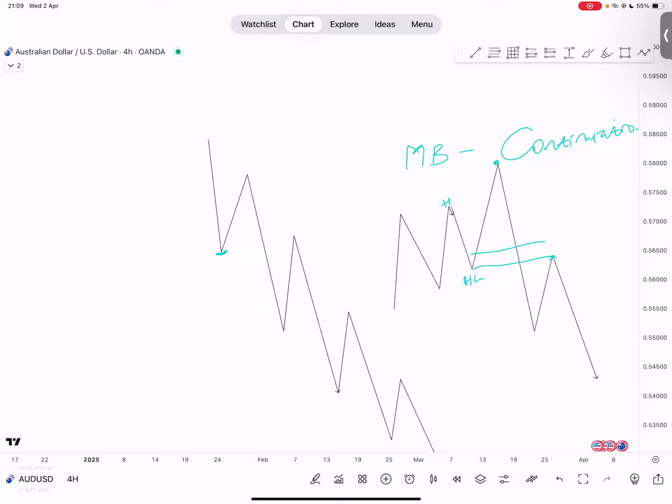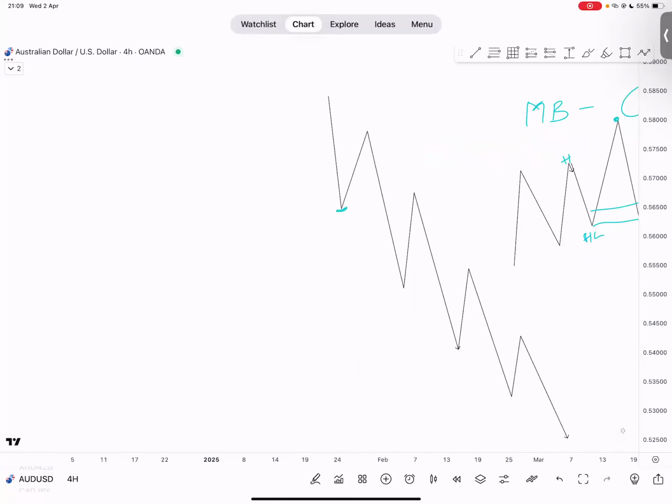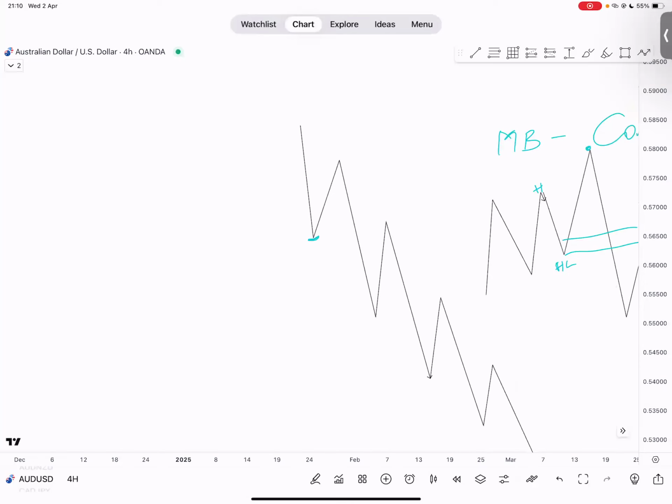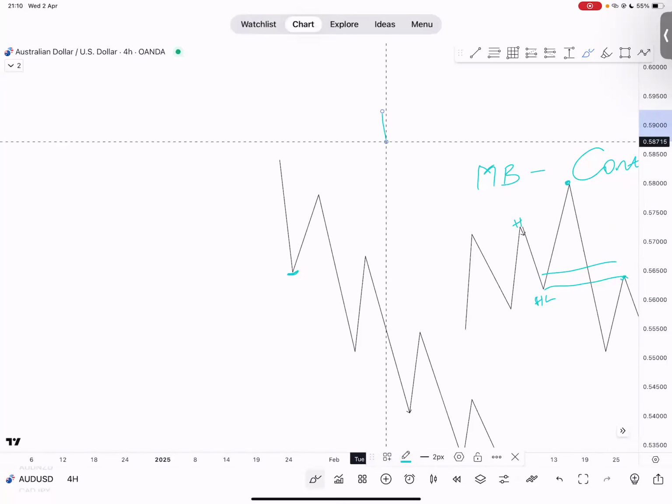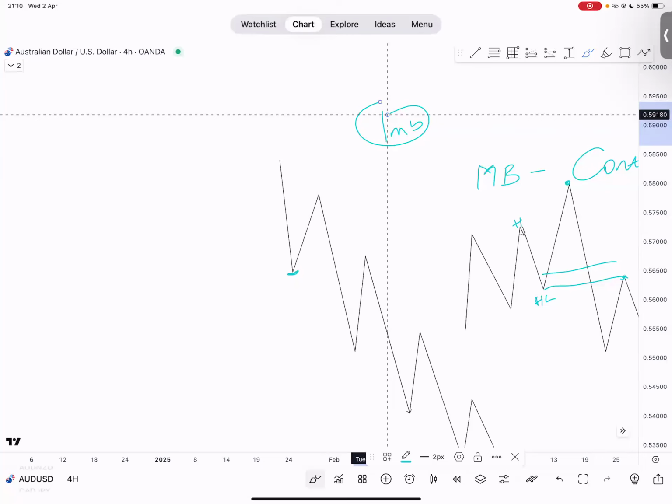Now, it is very confusing because it is easy to mistake mitigation blocks for breaker blocks, or to even mark out mitigation blocks in an improper way. Out of all of the PDRs that you have, mitigation blocks are the trickiest. One thing I want you to remember when you're talking about mitigation blocks is imbalance. Imbalance is very, very important when it comes to mitigation blocks.